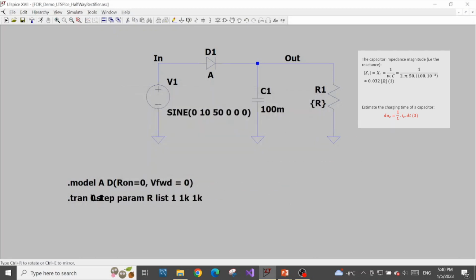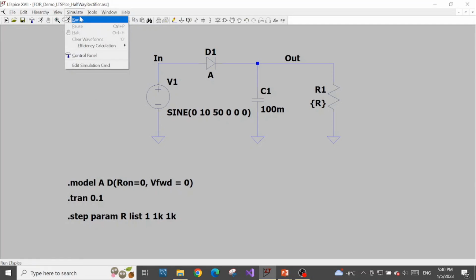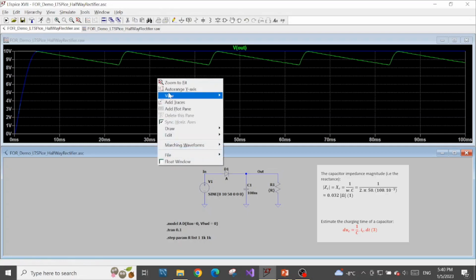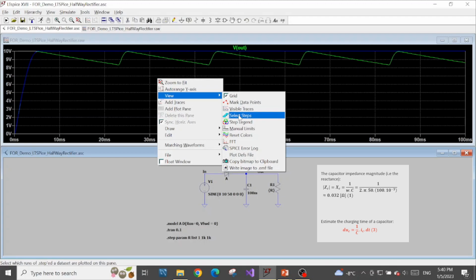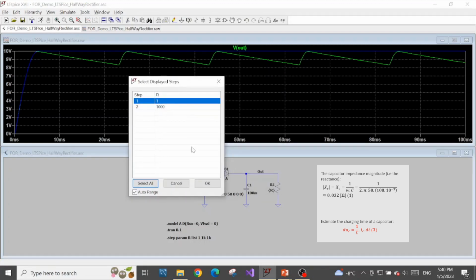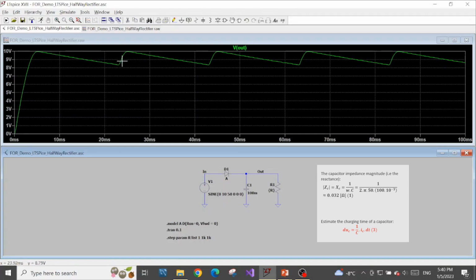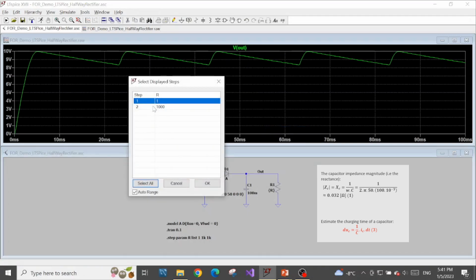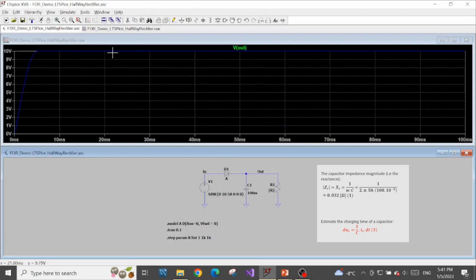Let's do the simulation and we can see the result very quickly. Okay, we don't know which graph corresponds to 1 ohm and which corresponds to 1 kilo ohm. Let's choose 1 ohm. In the 1 ohm case, our ripple is visible. Let's see the case of 1 kilo ohm. With 1 kilo ohm, the ripple is nowhere to be seen. It cannot be seen. It doesn't mean that it doesn't exist. It exists, but it's not visible to our eyes.